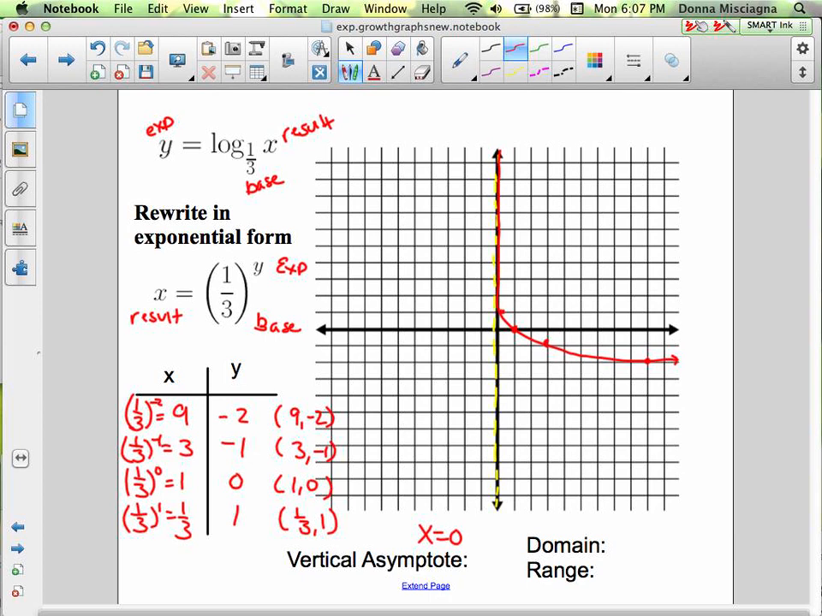So we have domain and range. Again, 0 to infinity on the domain. The range is all real numbers.